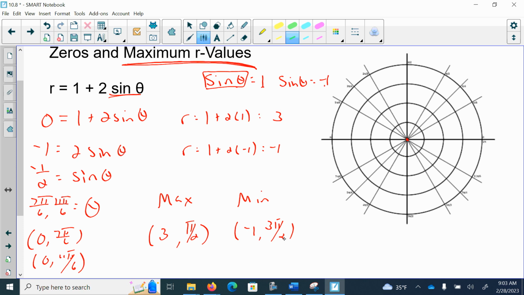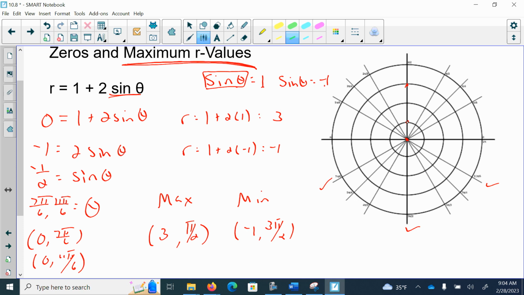Now, if I were to plot those, I'm going to 11 pi over 6 plotting 0, going to 7 pi over 6 plotting 0. Again, not helpful at all. Then I have pi over 2, 3. 3 pi over 2, negative 1. So here I'm at 3 pi over 2, but I go to negative 1, so I'm up here.